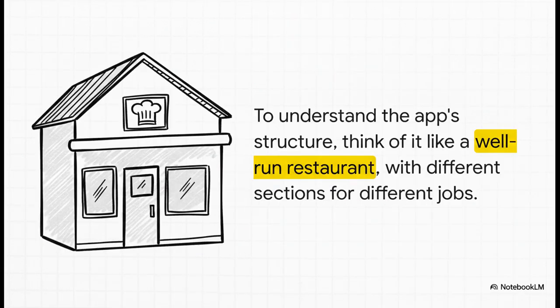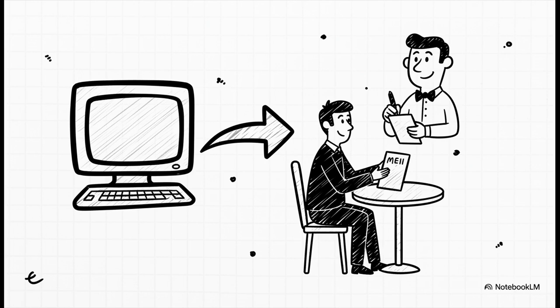Probably the best way to wrap your head around this app structure is to think of it like a really well-run restaurant, where you have different sections and each one is responsible for its own specific job. So first up, you've got the /CLI folder.